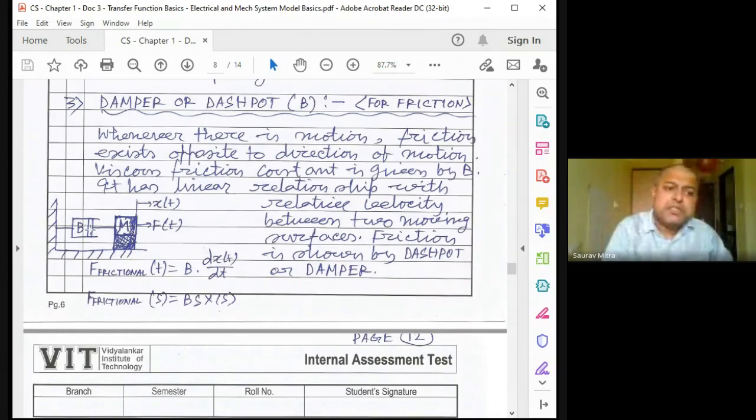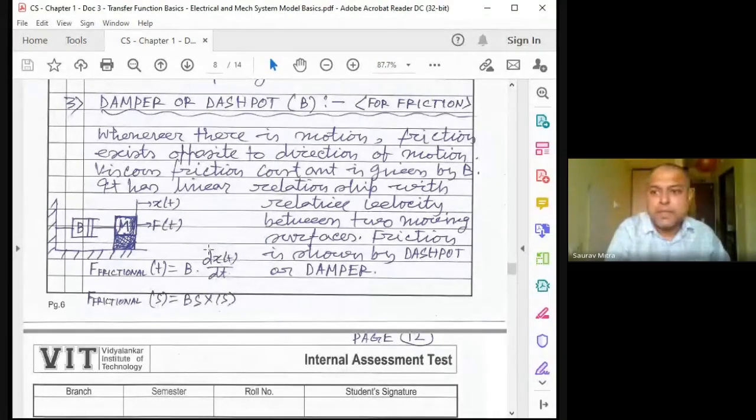Viscous friction means this piston is filled with viscous fluid. The viscous friction constant is given by capital B, which is equivalent to resistance in an electrical circuit. For the electrical equivalent of these mechanical systems, mass is directly proportional to inductance. You can write down all this. Second thing, for this viscous friction constant, F(t) is equal to B dx(t)/dt, or F(s) is equal to Bs X(s). Where is this s coming from?